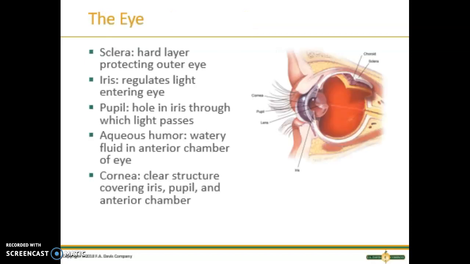Let's start with the eye. So, the eyes are protected by the orbits of the skull, and the eyelids, eyelashes, and eyebrows protect the eyes from irritants and infectious microbes.